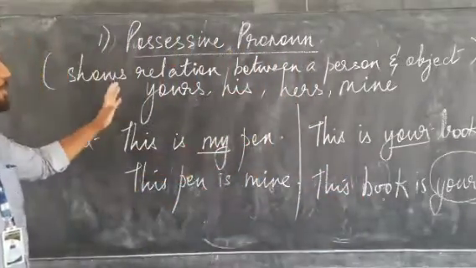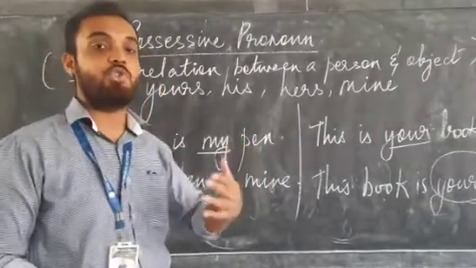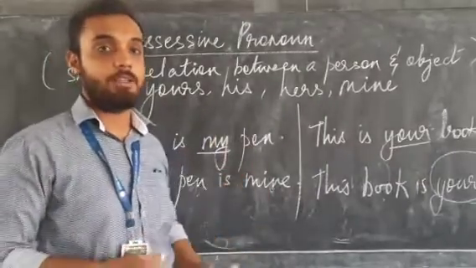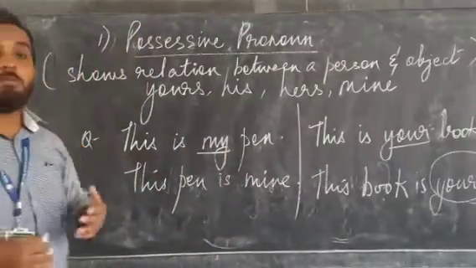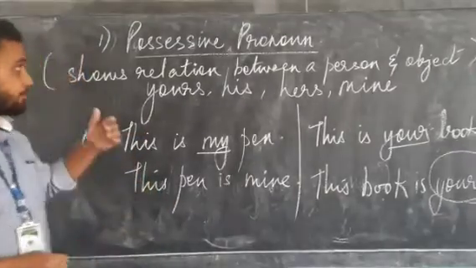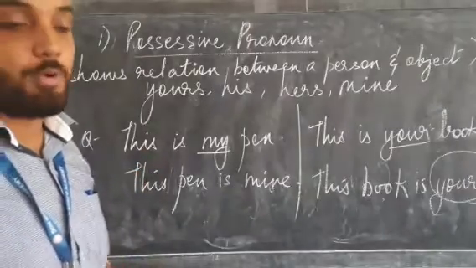Okay? So this is about the possessive pronoun. Possessive pronouns are those which show the relationship between a person and the object. Okay? To whom it belongs. Now the other type is the demonstrative pronoun. Now we are going to study the demonstrative pronoun.